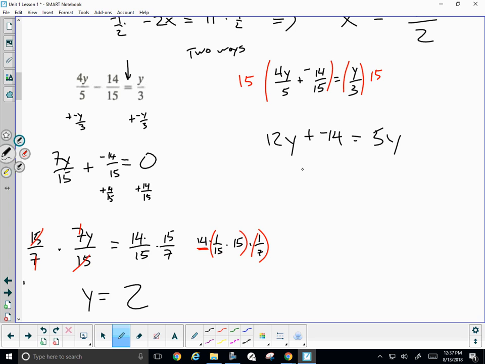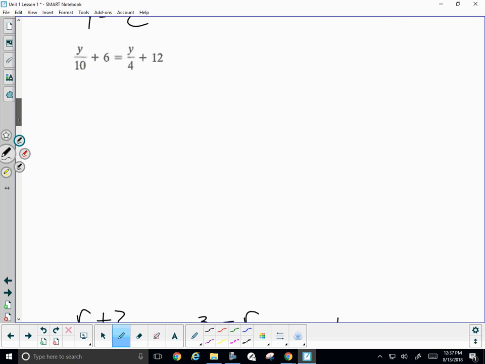Now, let's say I want to move the y's onto the right side. I can add the negative 12y's to both sides. I have negative 14 is equal to negative 12 plus 5 ends up being negative 7. And how do I get rid of the negative 7? Multiply by the reciprocal or divide by negative 1/7. Divide by negative 7. And there you go, you get that y equals 2. Okay, so algebra, many ways to do the same thing.